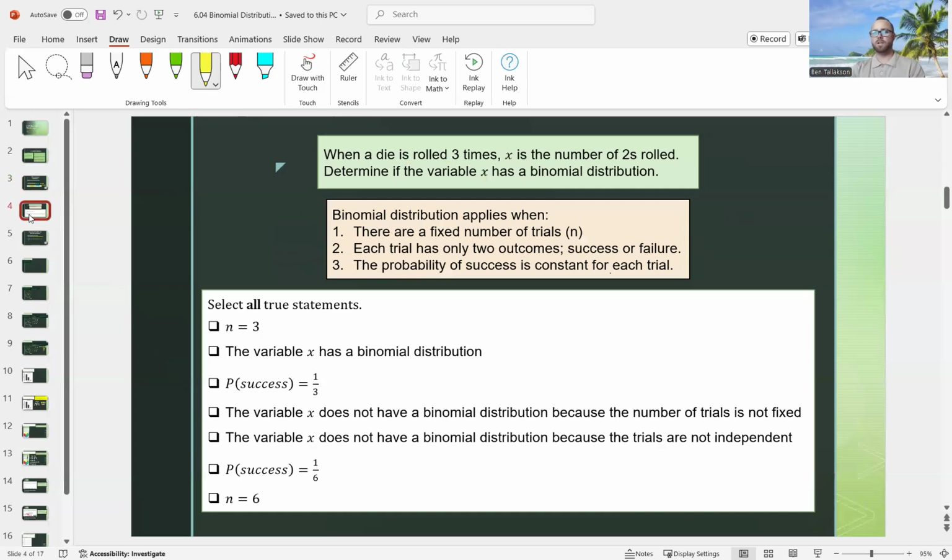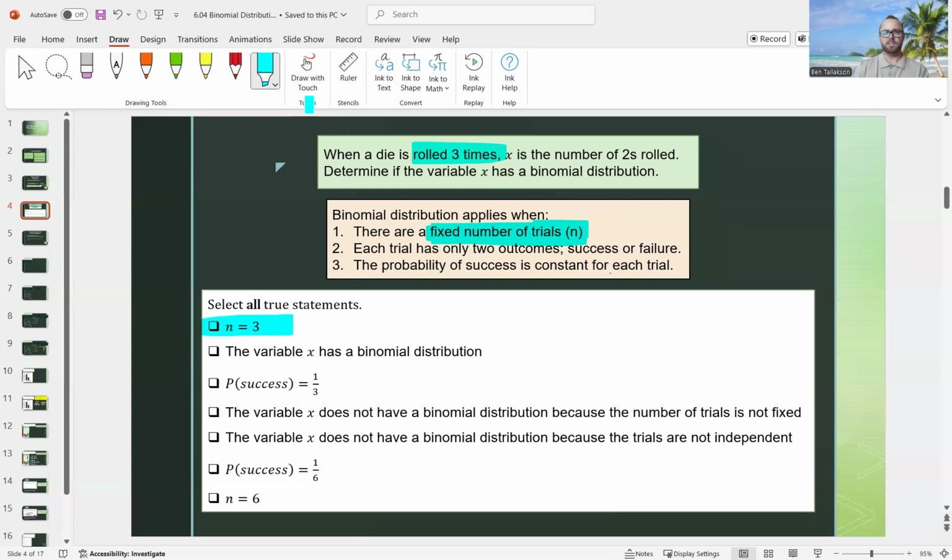Let's test your skills on that, doing exactly what we just did, but for yourself. The question is there, read it. You have the 3 things you're checking for in the peach box, and then select all true statements. You should be looking here to see what they're saying. That's all the information you need, and then you're checking these 3 things. So first, let's read. When a die is rolled 3 times, that is a fixed number of trials. And remember, that's represented by n, right? So n is 3.